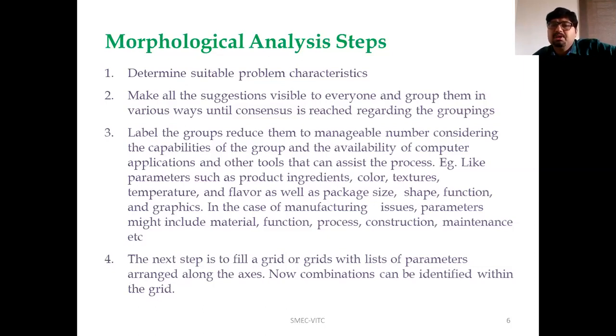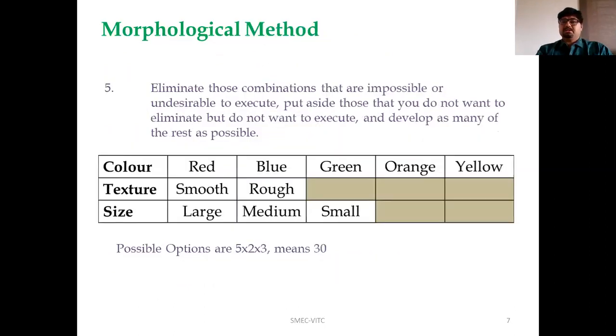The next step is to fill the matrix with grids having the list of parameters arranged along the axes. Now combinations can be identified within the grid. Eliminate those combinations that are impossible or undesirable to execute. Put aside those that you do not want to eliminate but do not want to execute, and develop as many as possible of the rest.